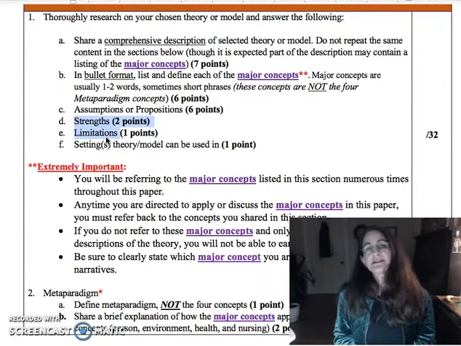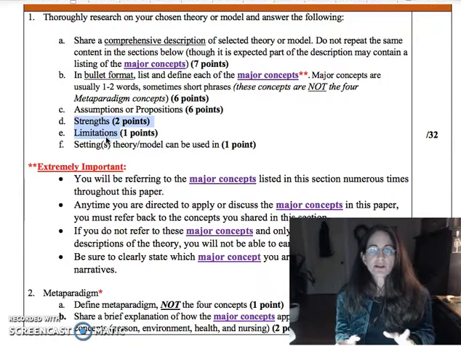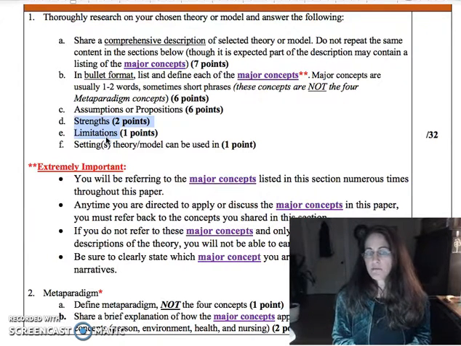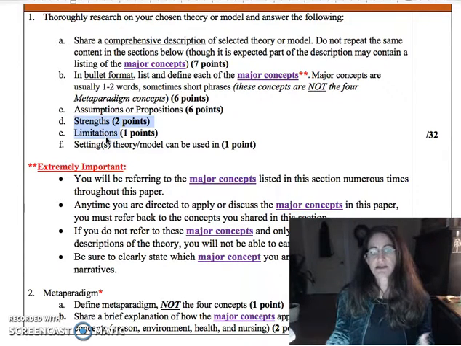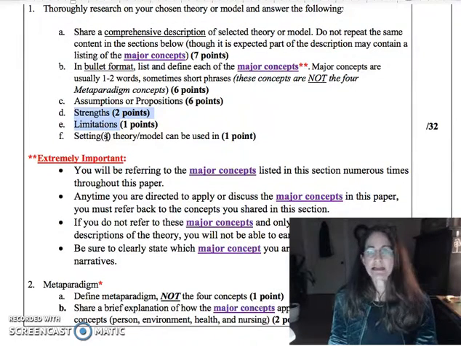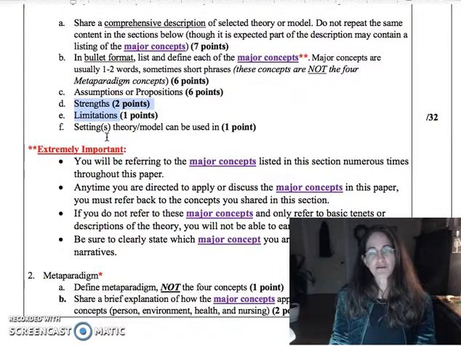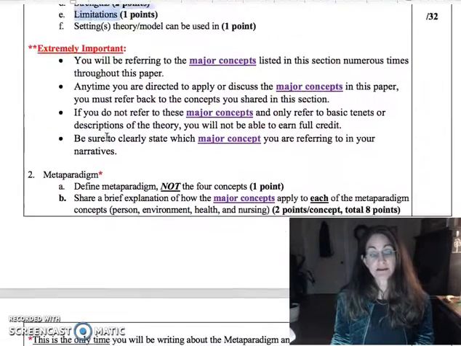And the setting is where the theory is usually focused on. There's some theories that are focused in psychiatric nursing, but you might not find that is discussed. So just see what you can find. Don't spend an inordinate amount of time if you can't find something. I'd rather you get more out of the application part of this paper than anything else.